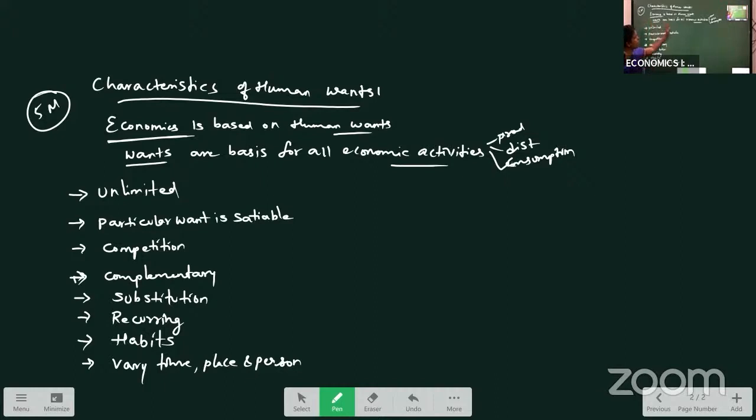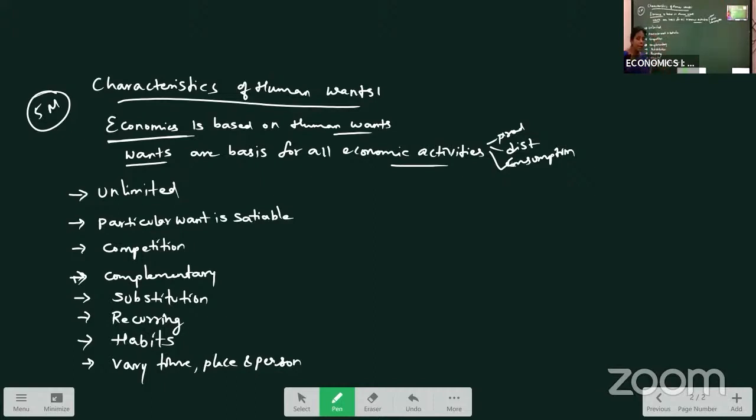Wants are the basis for all economic activities. This will be your introduction. Wants are the basis for all economic activities. Our wants are unlimited, right? If one want is satisfied, another want arises. A particular want is satiable. At one particular time, we can satisfy only one want.